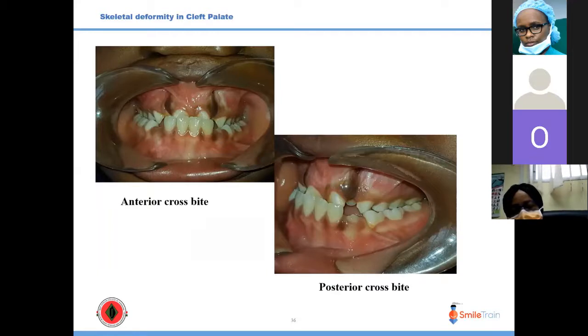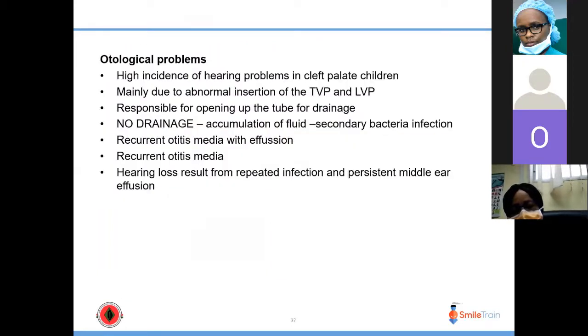Pathological problems. Middle ear disorders are common among individuals with cleft palate, and this is a result of a dysfunction of the Eustachian tube. Remember, the tensor veli palatini and the levator veli palatini have attachment to the Eustachian tube, but when they are not properly attached, it affects the opening of the Eustachian tube to drain the middle ear.